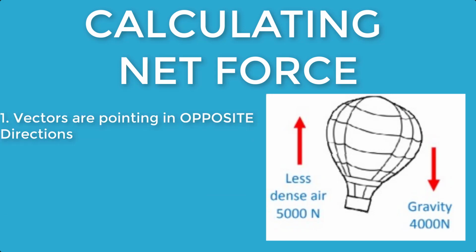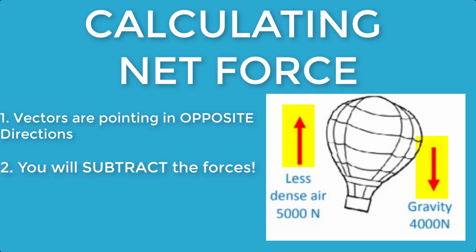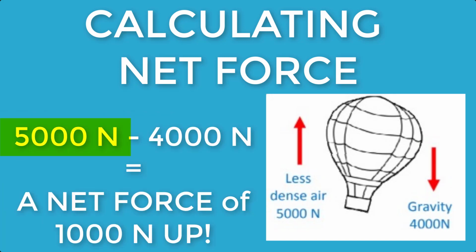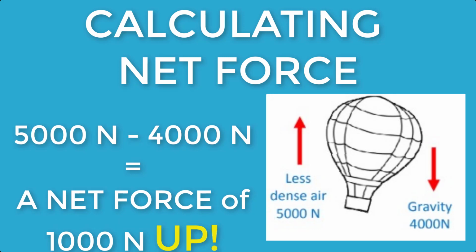Number 1, the vectors are pointing in the opposite directions. So number 2, you will subtract the forces. And number 3, calculate and don't forget your units and your direction. 5,000 newtons minus 4,000 newtons equals 1,000 newtons. Don't forget your direction. The direction would be up.